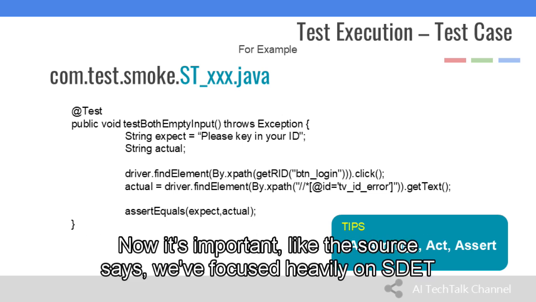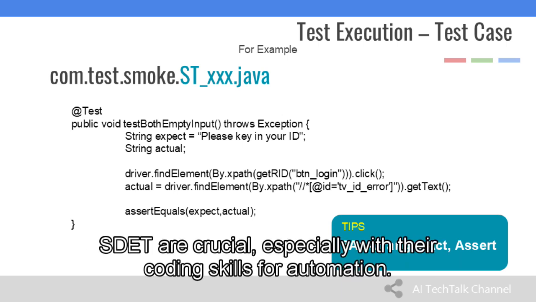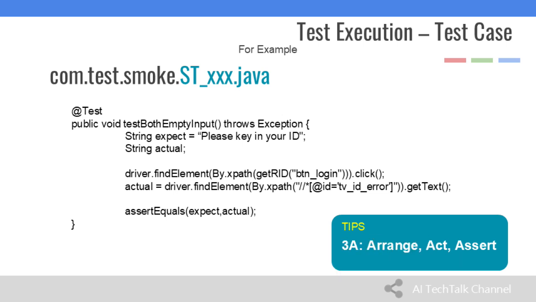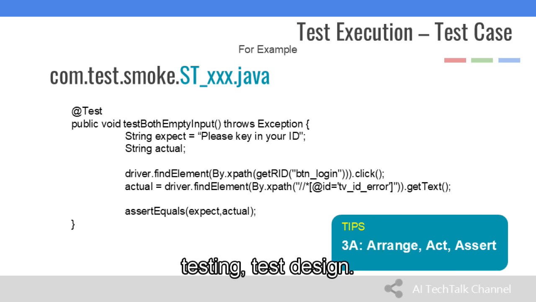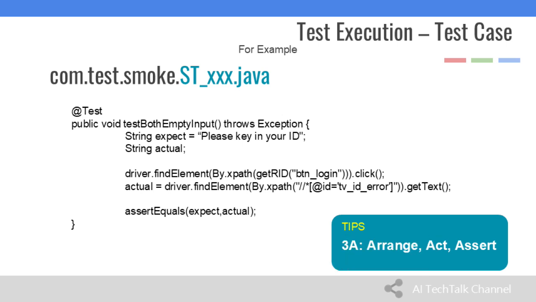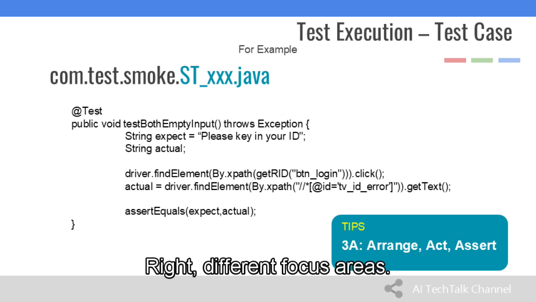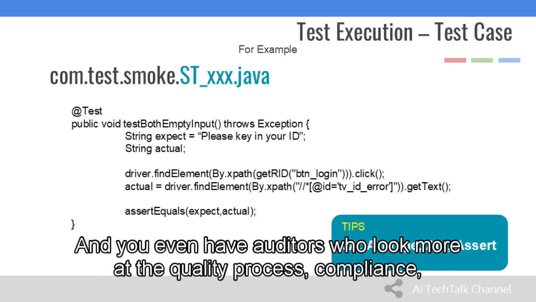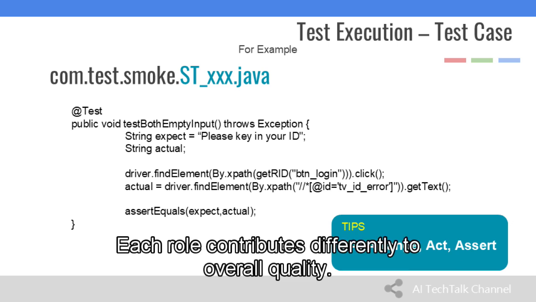Now, it's important, like the source says, we've focused heavily on SDET automation here. But QA is broader than that, isn't it? Oh, absolutely. SDETs are crucial, especially with their coding skills for automation. But you also have roles like software testing engineers, STEs. They might do a mix of automation and manual testing, test design. Then there are traditional QA analysts, often strong in exploratory testing, understanding requirements, defining test scenarios from a user perspective. Right. Different focus areas. And you even have auditors who look more at the quality process, compliance, making sure standards are met. Each role contributes differently to overall quality.